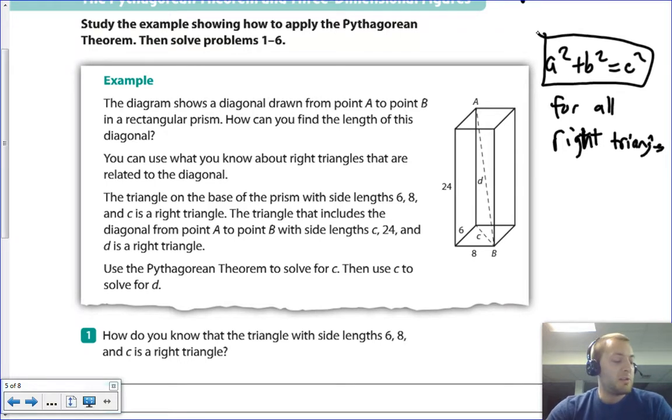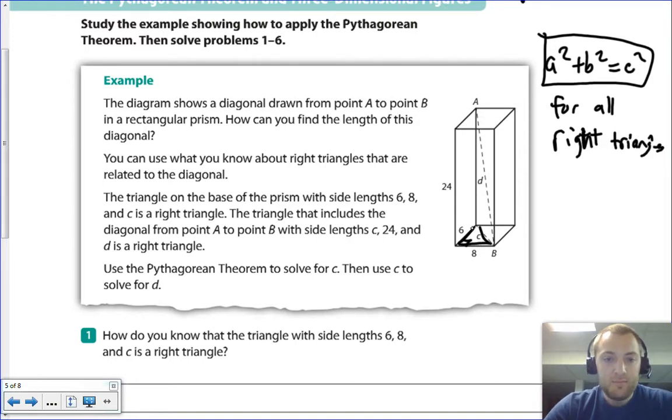So for this first page, let's take a look at the diagram, the example at the top. It says the diagram shows a diagonal drawn from point A to point B in the rectangular prism. How can you find the length of the diagonal? So that's listed as D. You can use what you know about right triangles that are related to the diagonal. The triangle on the base of the prism with the sides 6 and 8 and C. So you can see at the bottom here we have 6 by 8 by C, and it's a rectangle, so that's a right angle.